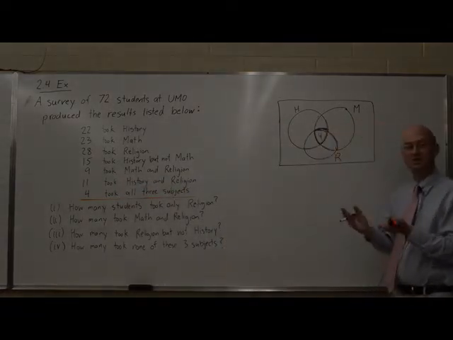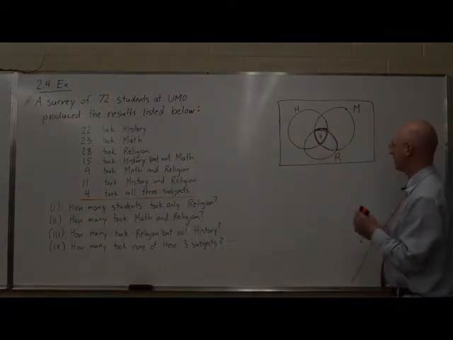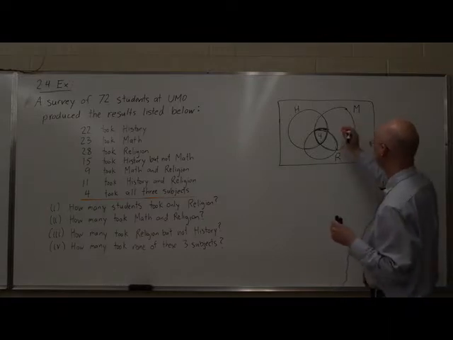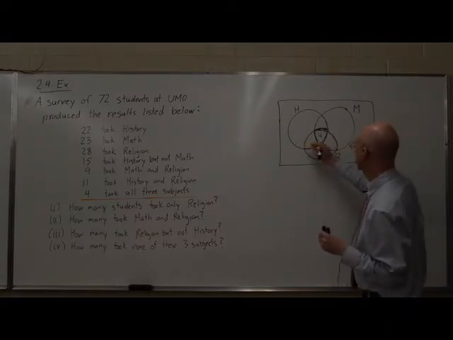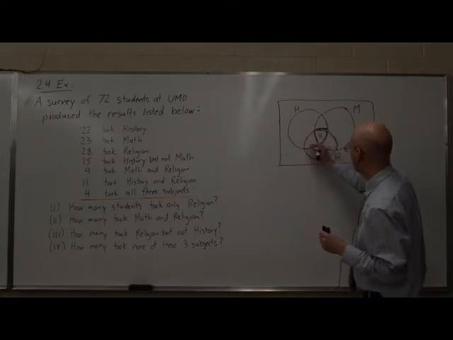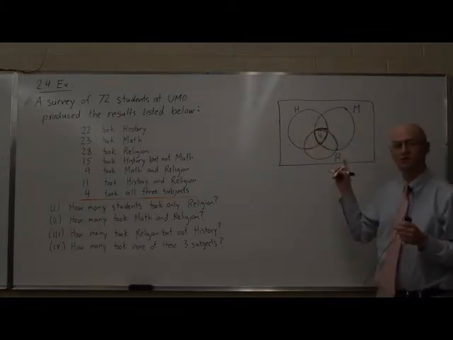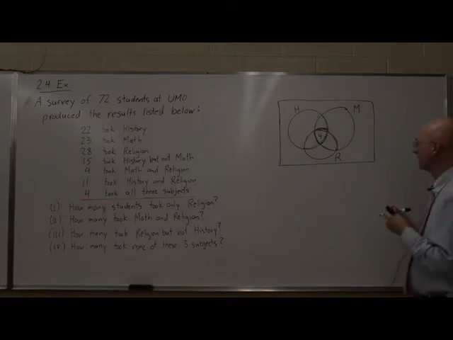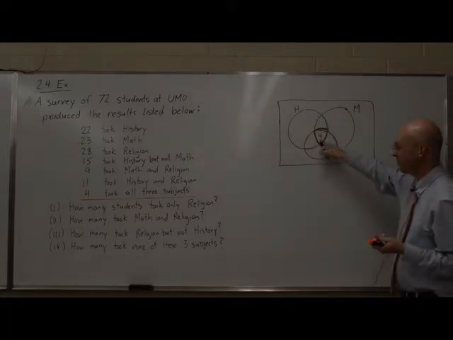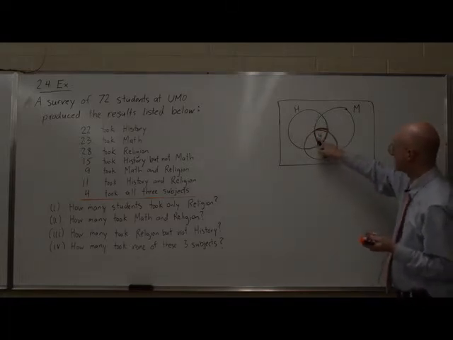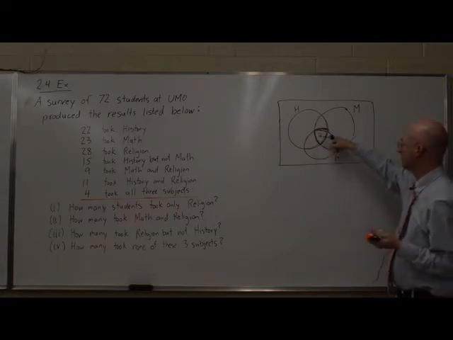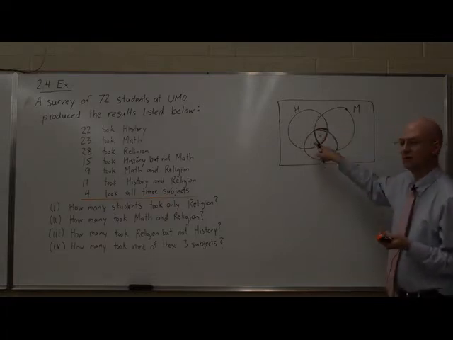Can you see which petal that would be? Let me highlight it in a different color. So history and religion is this petal right here. And we're told that there's 11 students that should be in that section of the diagram. Well, so far we have 4 of them. Notice there's kind of 2 halves to the petal: the half with the 4 and the half that I haven't put a number in yet.